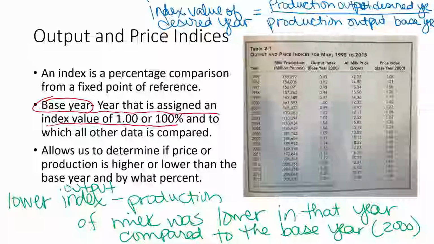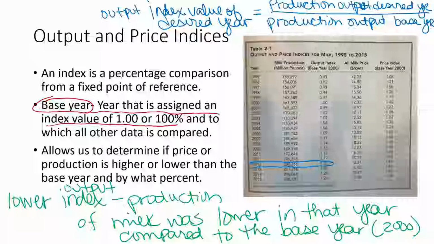And I actually should write the index value, in this case, we're looking at output. So we're looking at the production. So the output index value of the desired year equals the production in pounds of the desired year divided by the production in pounds of the base year. And that's going to give us our decimal. And then if we want to change it to percent, we can. So let's check and see if one of these numbers is correct. Let's just go ahead and see if 2012 has the correct index value according to our equation.